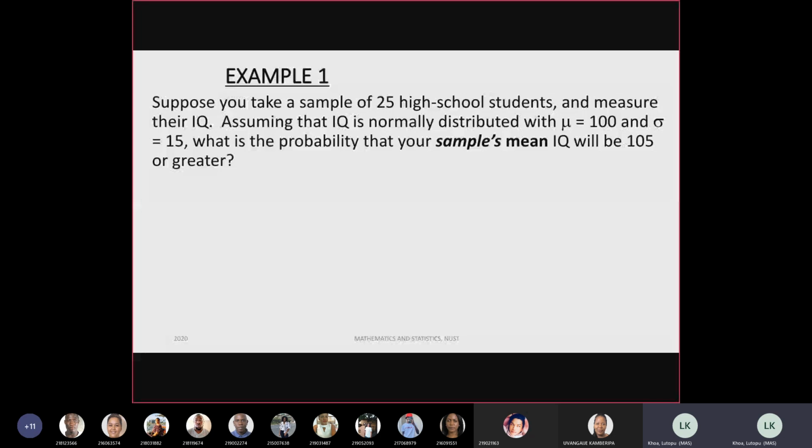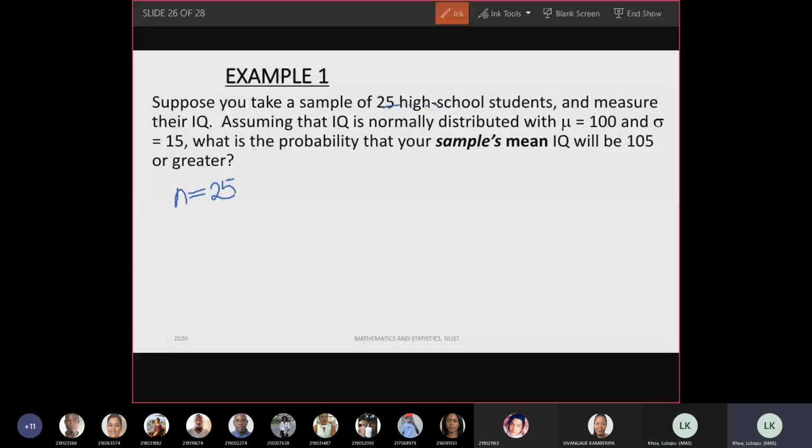The first one says, suppose you take a sample of 25 high school students. So you should always take note of the information that you are given. So you take a sample of 25 high school students. This 25 over here represents your n. So you say n is equal to 25. And you measure their IQ, assuming that IQ is normally distributed.